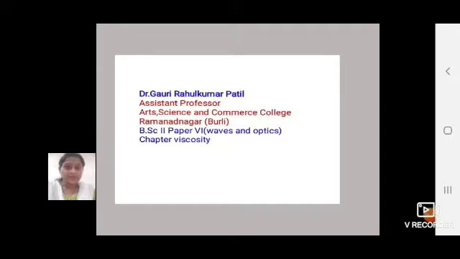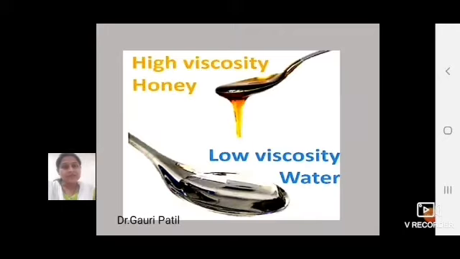Students, in today's lecture, we will discuss the chapter Viscosity from paper number 6 of BSc second year. In the last lecture, we discussed viscosity, the characteristics of an ideal fluid, and we derived the formula for Newton's law of viscosity. As we know, viscosity is the characteristic of a flowing liquid which opposes the relative motion between the adjacent layers of the fluid.